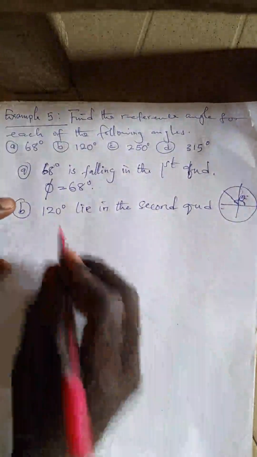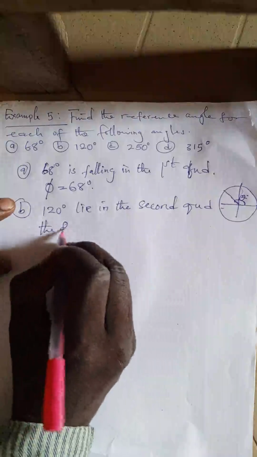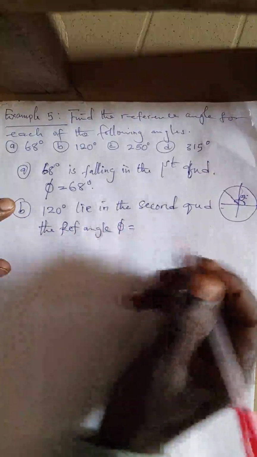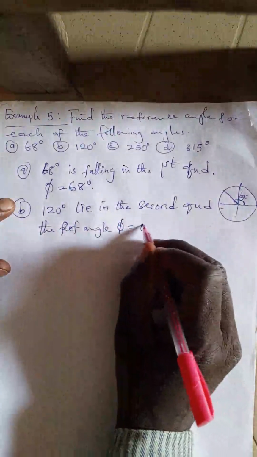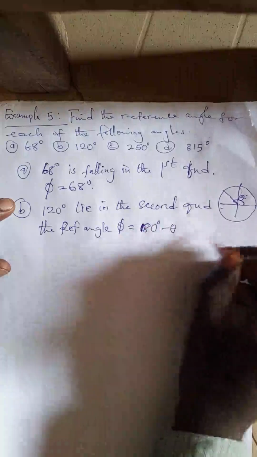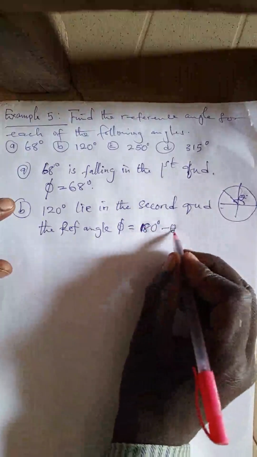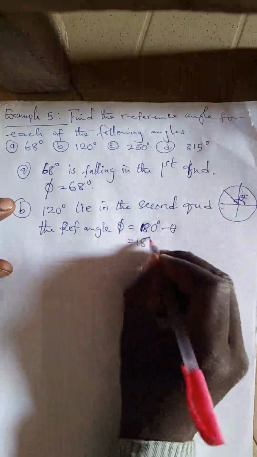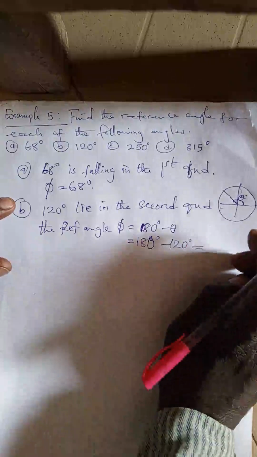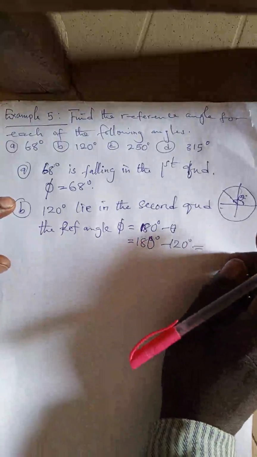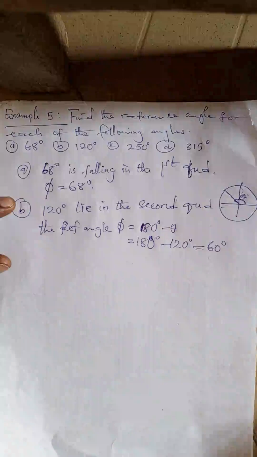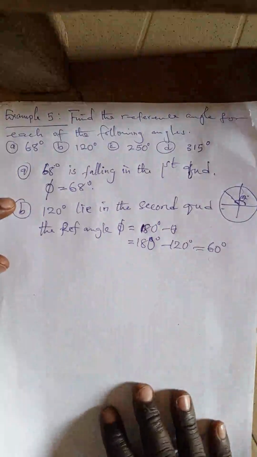So the reference angle phi is equal to 180 minus theta. Remember, in the second quadrant it is 180 minus theta. And what is our theta? The given theta is 120. So the reference angle is equal to 180 degrees minus 120 degrees, and this is exactly 60 degrees.